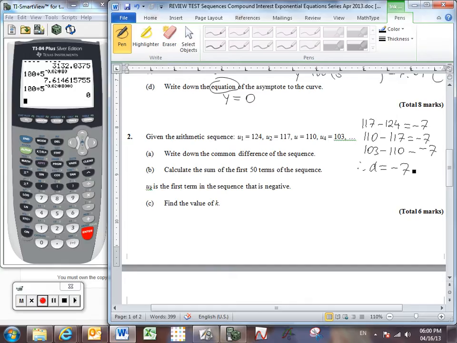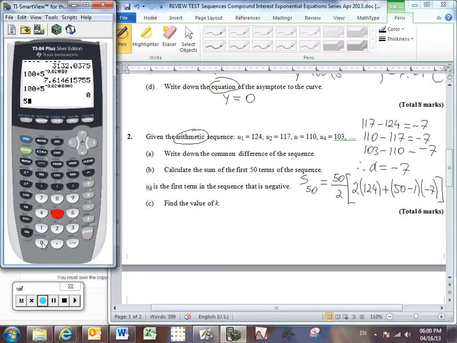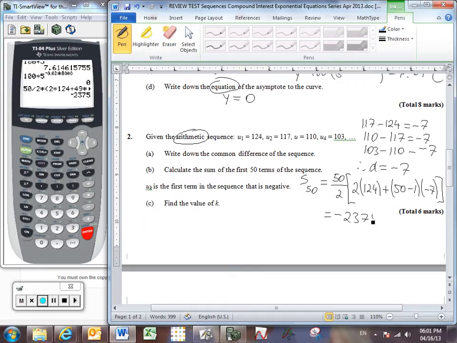Part B, we need to calculate the sum of the first 50 terms of the sequence. Alright, well, we know that this is an arithmetic sum, because we were given that as an arithmetic sequence, so let's substitute into the arithmetic sum formula. n over 2 times (2 times u1 plus (n minus 1) times d). Let's put this into the calculator. 50 divided by 2 times, open brackets, 2 times 124 plus 49 times -7. And we get an answer of -2,375.